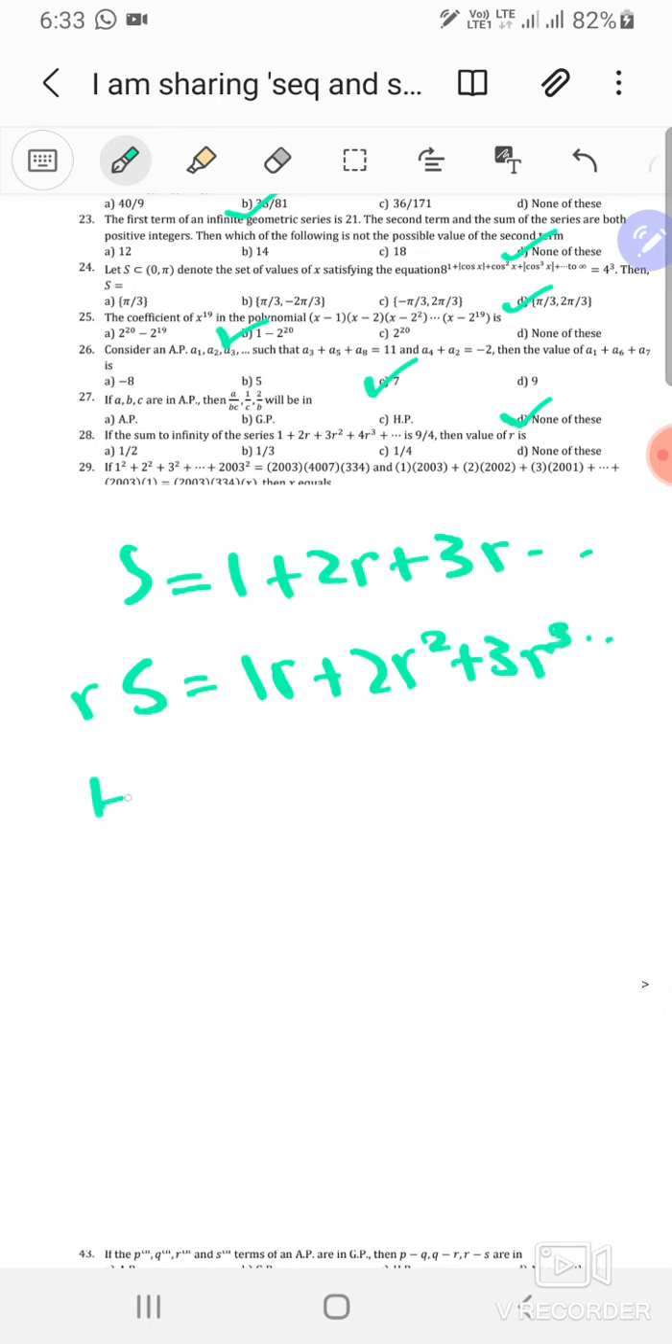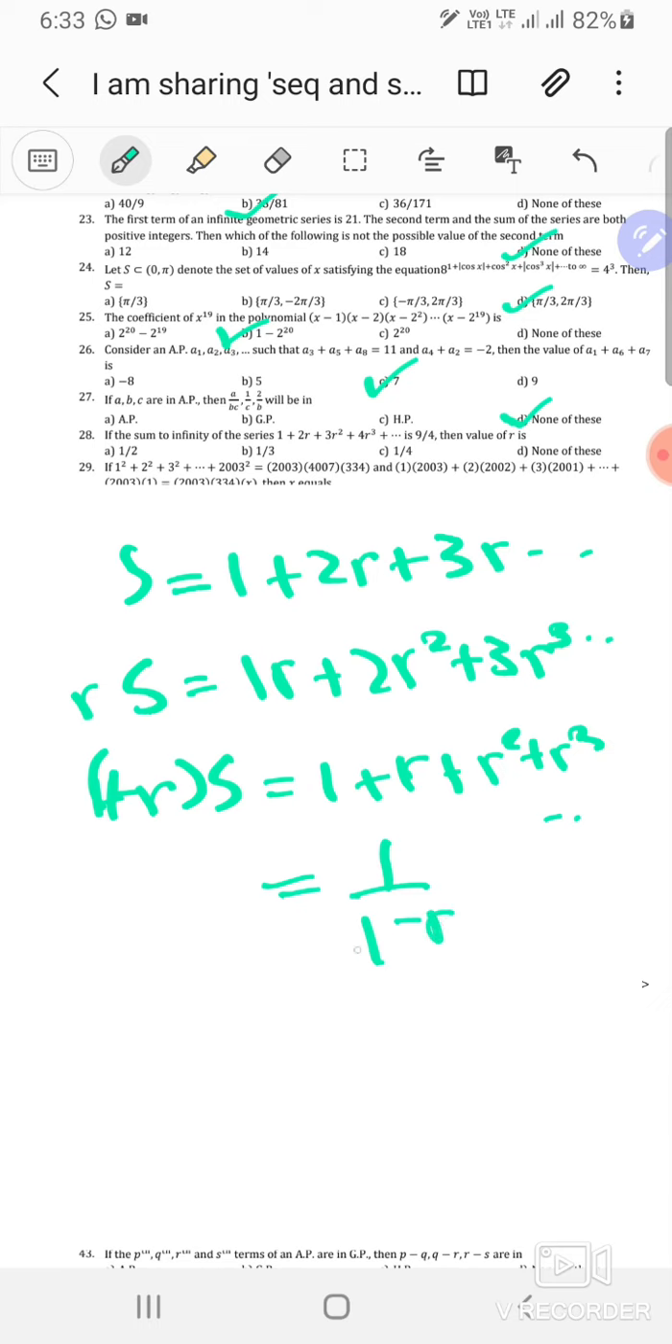So if I subtract that, that will give me (1 minus r) into s. That has to be equal to 1 plus r plus r squared plus r cubed, and it keeps on going. So you get 1 upon 1 minus r. That tells me s is equal to 1 upon (1 minus r) whole squared. Okay, no problem. So we are given that this is actually equal to 9 by 4.